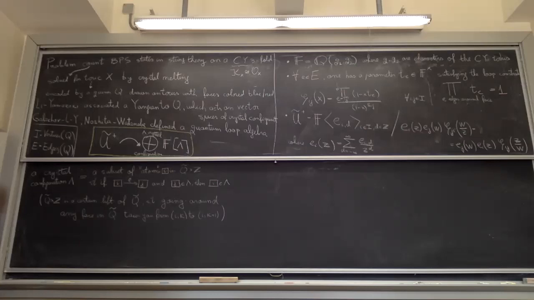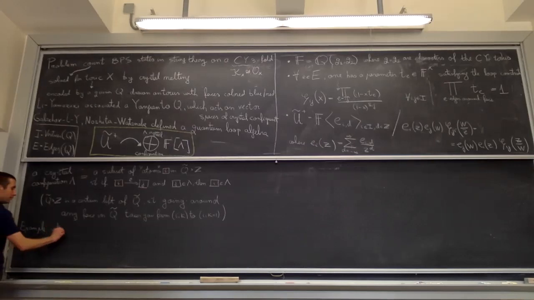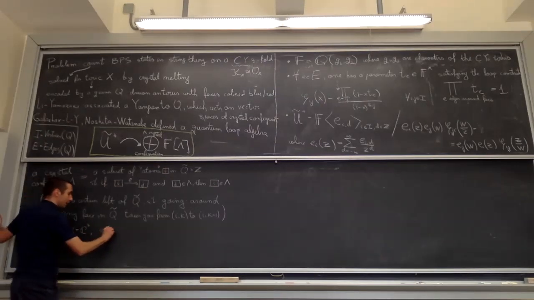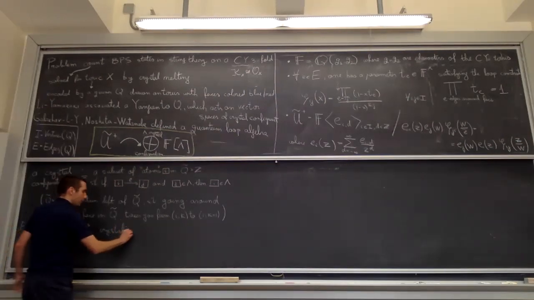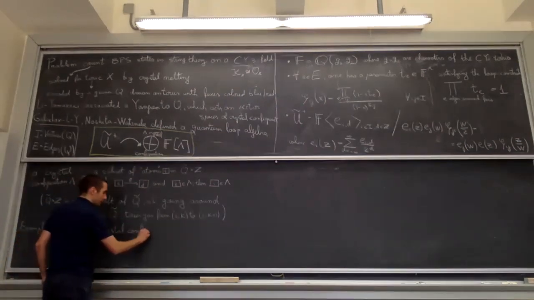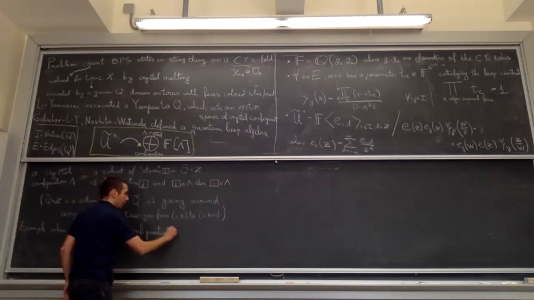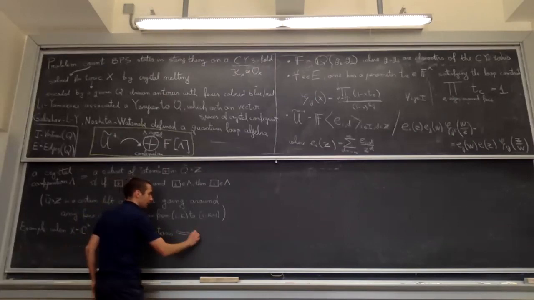All right, so for those of you who don't know that thing, I'll just give you an example. When X is C3, then crystal configurations are the same as 3D partitions, or another way of saying it is plane partitions. And I'll show you how this looks.